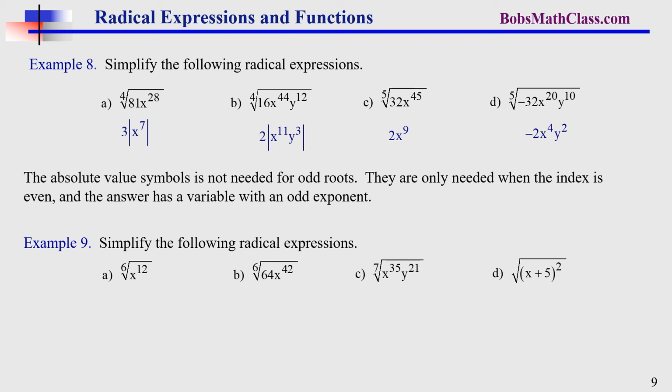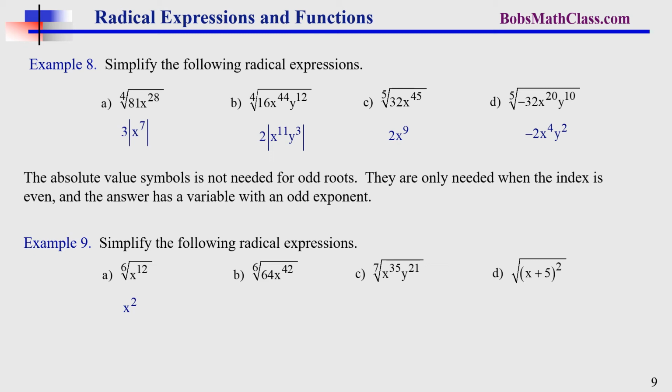Example 9. We have a 6th root of x to the 12th. Part B is also a 6th root. Part D is a square root. So for A, B, and D, we may need the absolute values if our answer has an odd exponent. Okay, in A, divide 6 into 12. That'll give you 2. So we do not need an absolute value because our index was even, but our answer was also even.